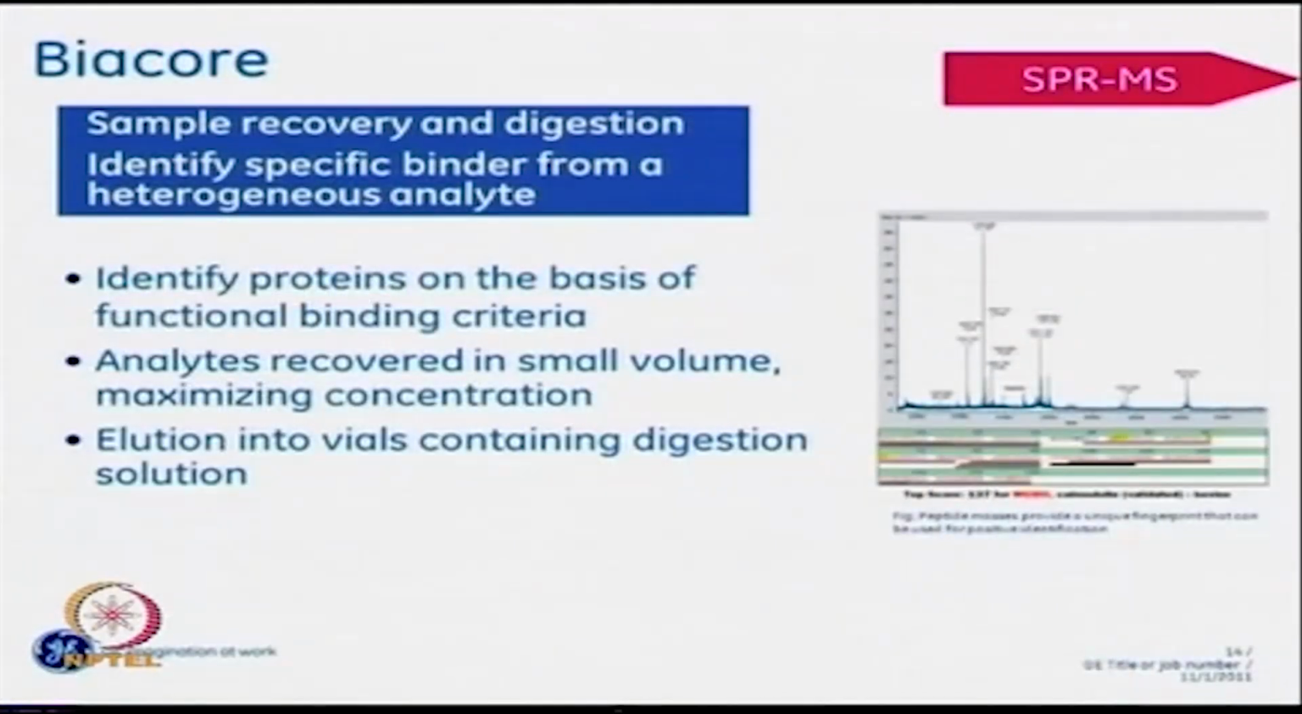The last application of Biacore, which if you remember I talked about in the first slide about specificity: now if you have a heterogeneous mixture that is flowing over a ligand and something within that mixture is actually bound, and you see a curve and you know that something has bound, but you don't know what it is that is bound. So you can use a technique called SPR-MS, where you can take the bound analyte, separate it into a vial, and then actually take it to a mass spec and identify the protein.